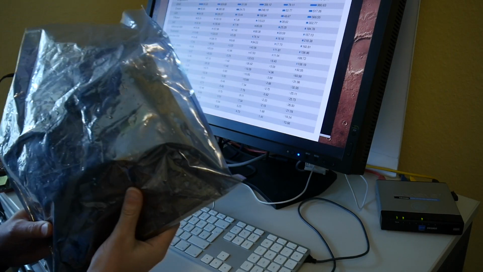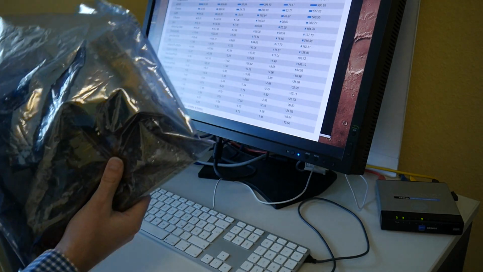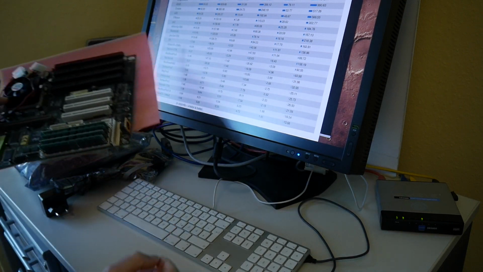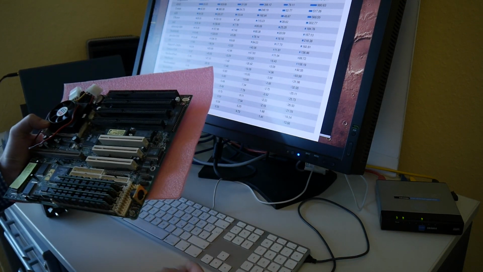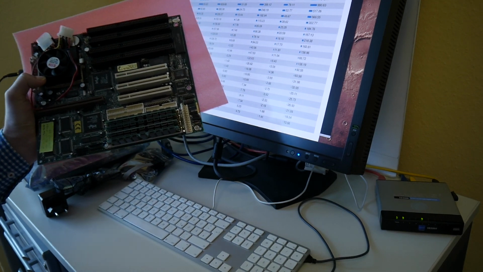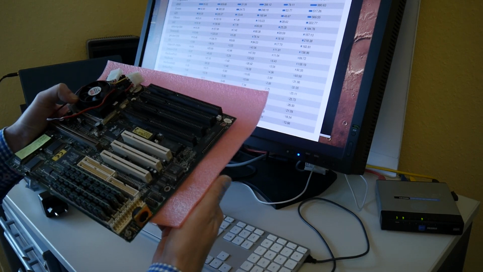So the very first system we got there is a 133 MHz Pentium. I will not hold all systems in the camera. For one thing, it will take too long, and for another, I do not want to unpack them all. But you can trust me when I say I really benchmarked them all. So this is a 133 MHz Pentium.